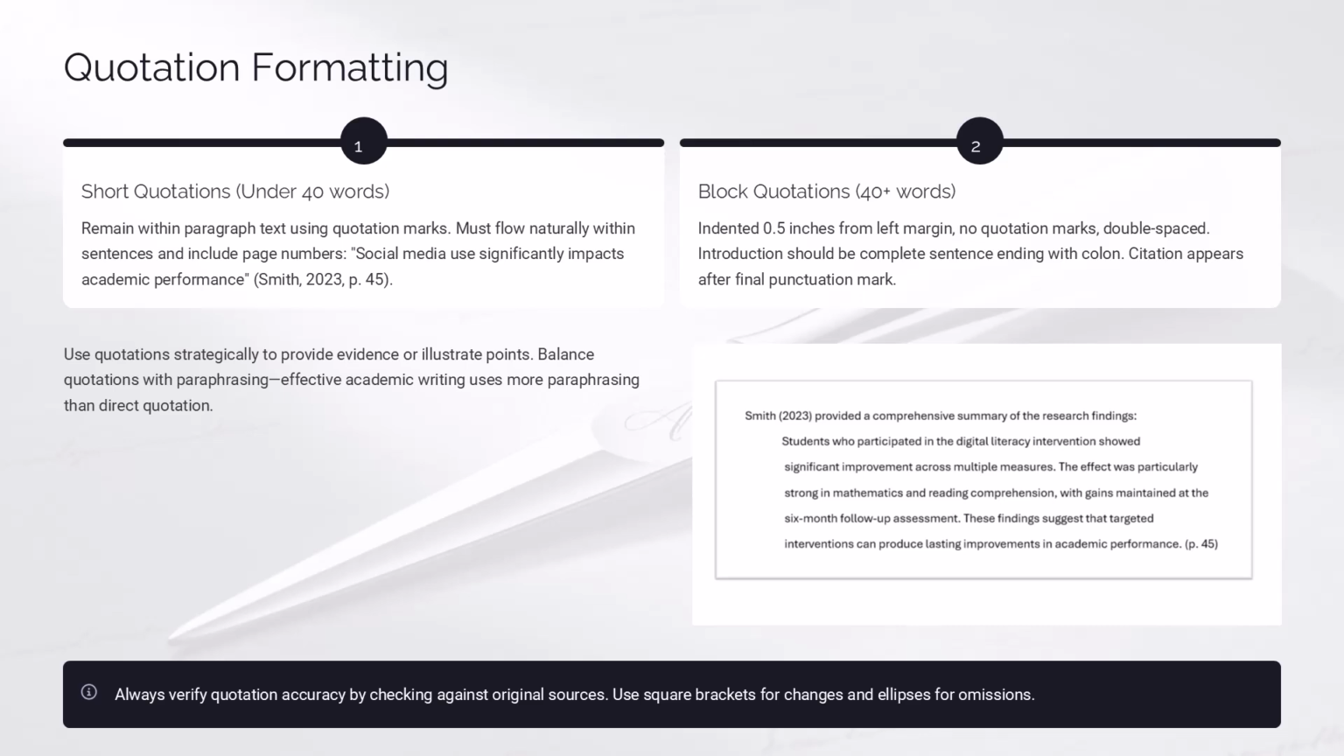When editing quotations for grammar or clarity, use square brackets to indicate changes and ellipses to indicate omitted material within quotations, but ensure that omissions don't change the original meaning. Always verify quotation accuracy by checking your quoted material against the original source. Misquotation, even when unintentional, can undermine your credibility and misrepresent other scholars' work.